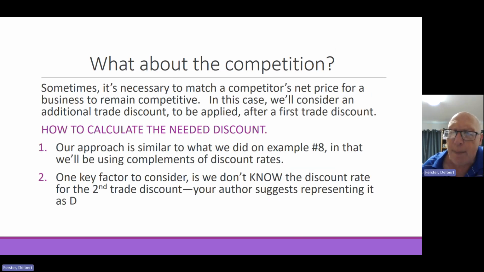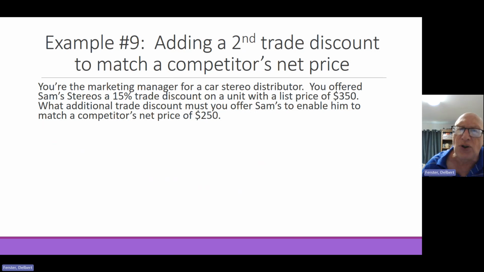The other thing that we'll look at to wrap up our second video here is sometimes you get a second trade discount that's a mystery so that you basically can compete with somebody who's got a lower price than you were able to get. And what your author proposes is that we represent that unknown rate as just D. Again, any letter would work. So as you and I approach example 9, you know you got a first trade discount at 15%. But man, you got to match the competitor down the street who's beating you, and he's got a lower price at $250. So you're going to be able to maybe navigate a second trade discount. The question for us is, how much would it be?